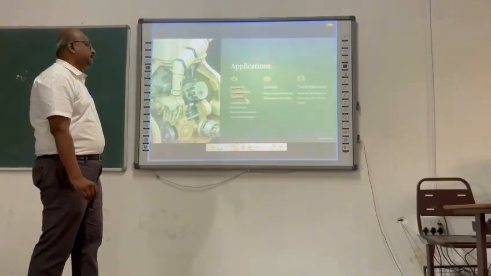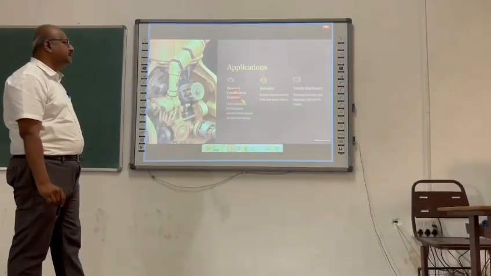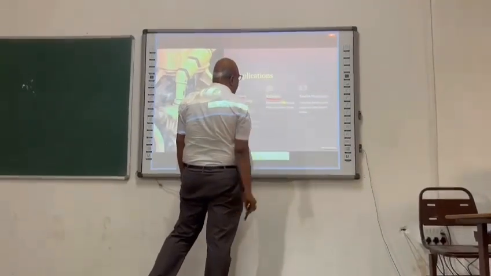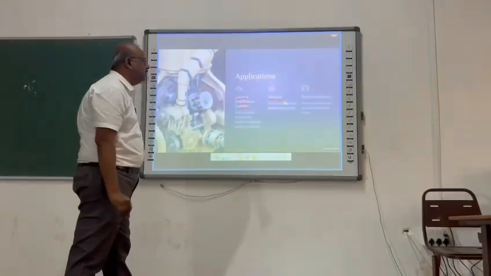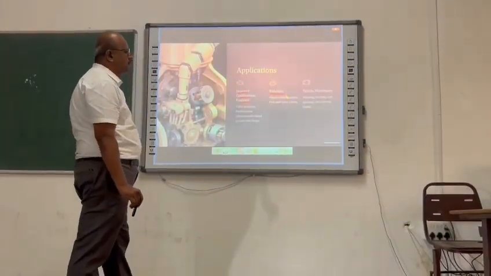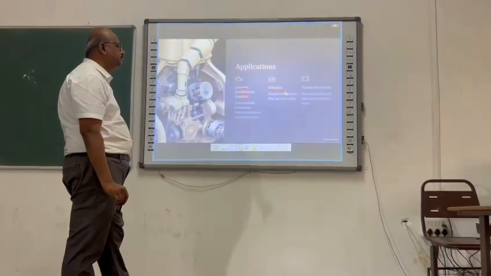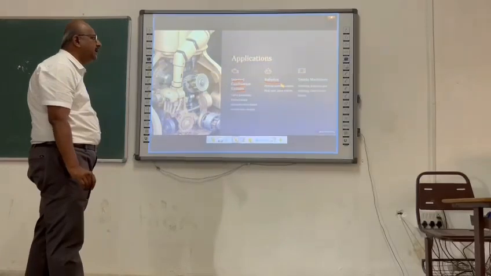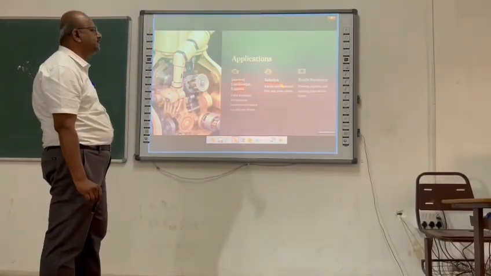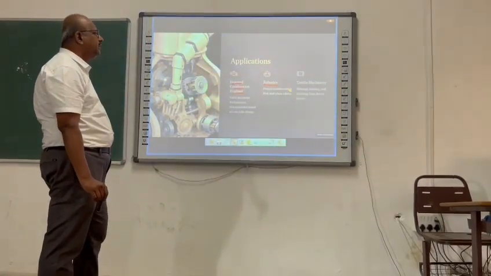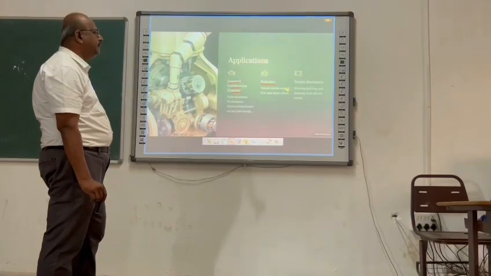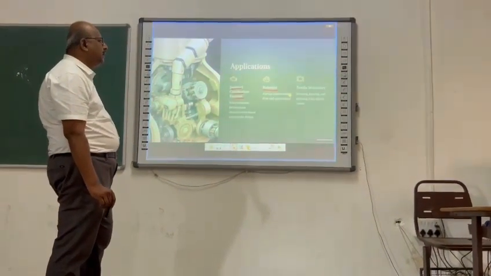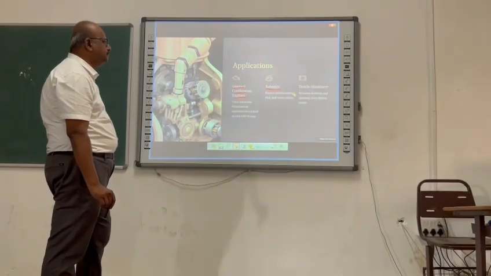Cam and follower find applications in robotics also. Precise motion control and pick and place robots are mainly using cam and follower setups. Cam and follower find application in textile machinery also. In weaving, knitting and spinning, cam driven looms are running with the help of cam and follower setups.